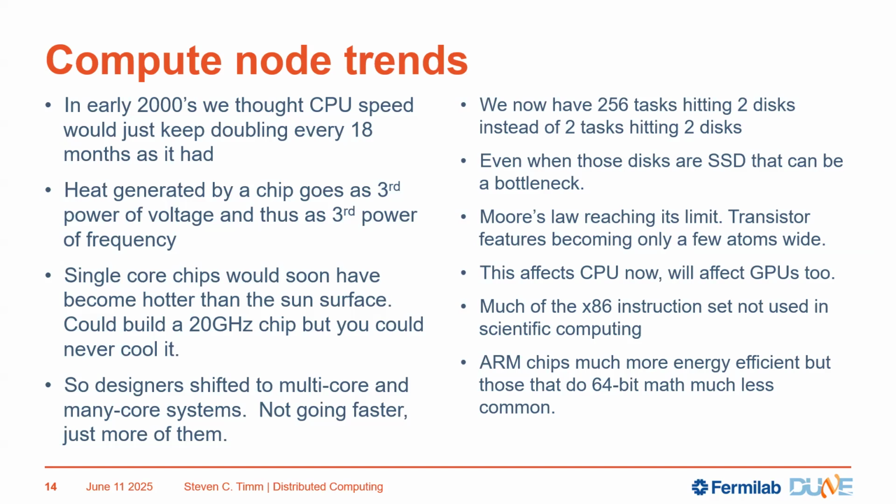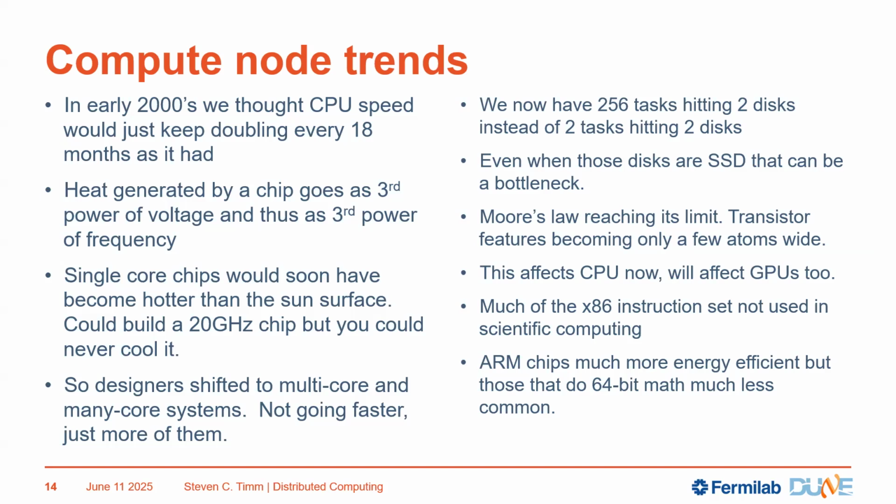So designers shifted to multi-core and many-core systems. The cores do not go faster, just more of them. I've never run a chip more than 3.6 gigahertz at any point. But now we have 256 tasks hitting 2 disks instead of 2 tasks hitting 2 disks. Disks aren't built for that. Even SSDs are not built for that.